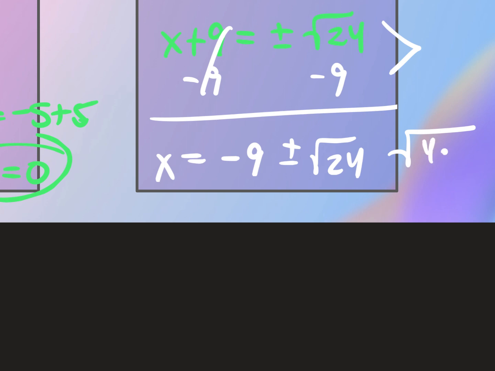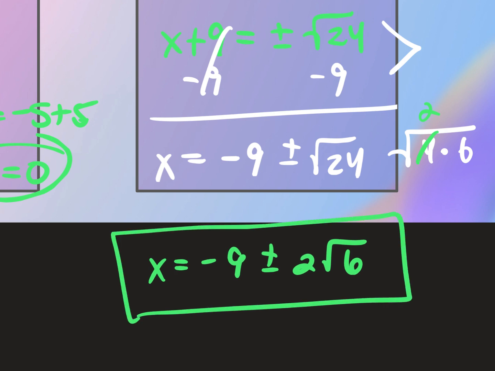4 and 6. What is the square root of 4? 2. So this becomes x equals negative 9 plus or minus 2 root 6. Can you simplify any more? No. This is negative 9 minus 2 root 6 and negative 9 plus 2 root 6. That's a totally fine answer.